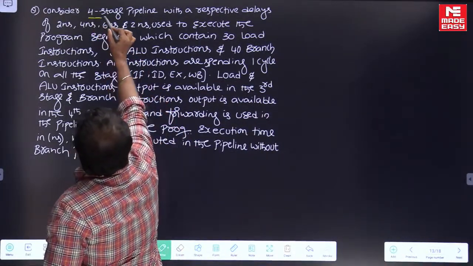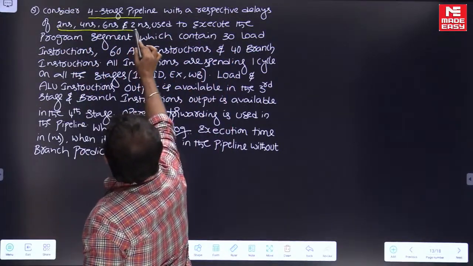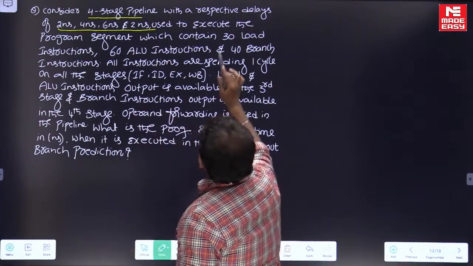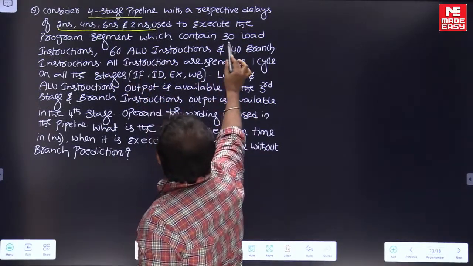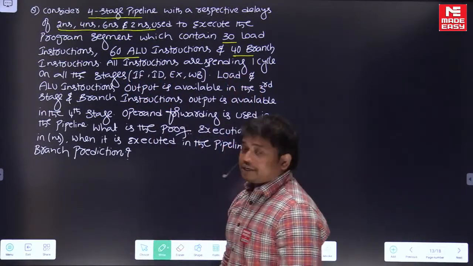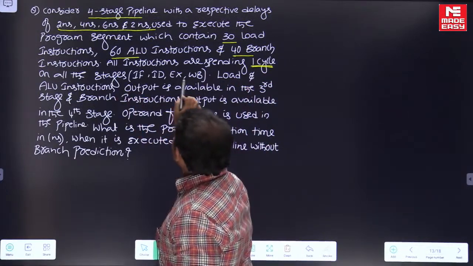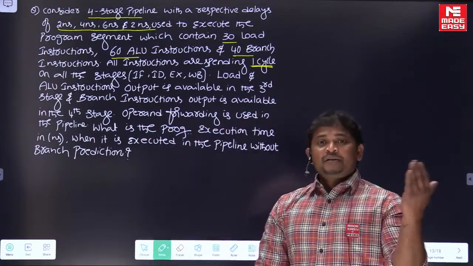See this, students. The question is: consider a 4-stage pipeline with stage delays of 2 nanosecond, 4 nanosecond, and so on, 2 nanosecond. Use it to execute a program segment which contains 30 load instructions, 60 ALU instructions, 40 branch instructions. All instructions spend 1 cycle in every stage.